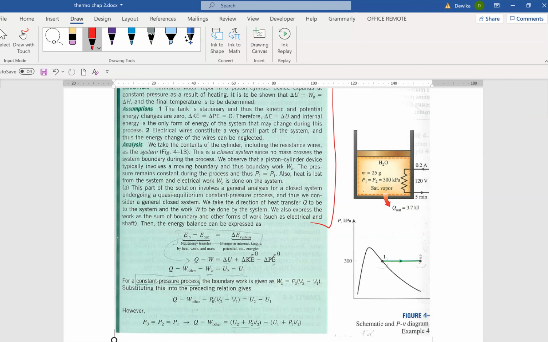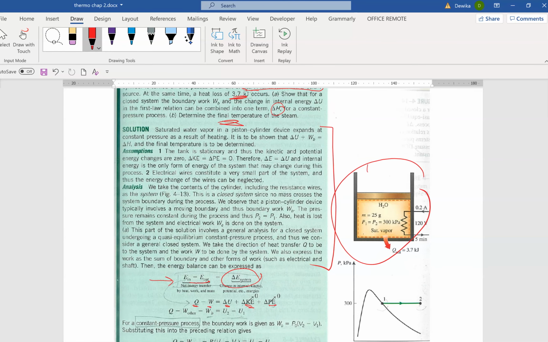So you always start off with E in minus E out equals delta E system. From here, expand it. This is the mother formula. So you start expanding it. Q minus work equals delta U, delta KE, delta PE. So in this question, you don't see that this piston is actually having any velocity. It's not moving. There's no velocity, so that is the reason why the KE is zero. And this whole piston is not being elevated up and down. You don't have any elevation change, so that's the reason why your PE is also 0. Okay, leaving you with Q minus work equals delta U.